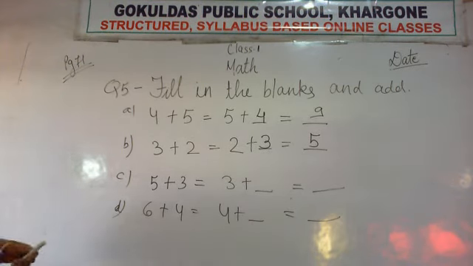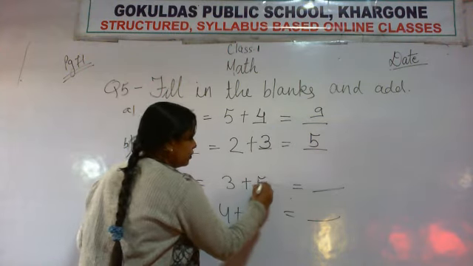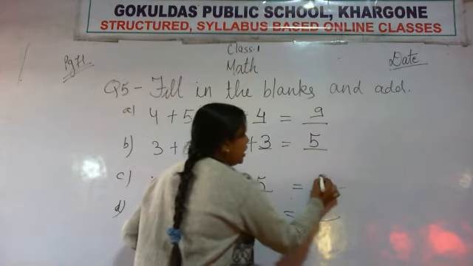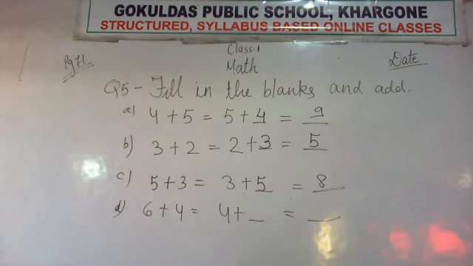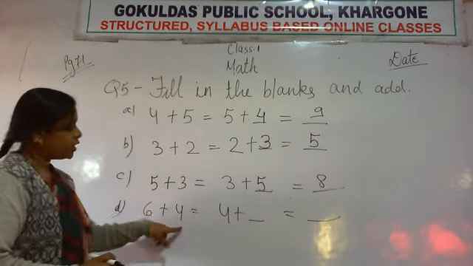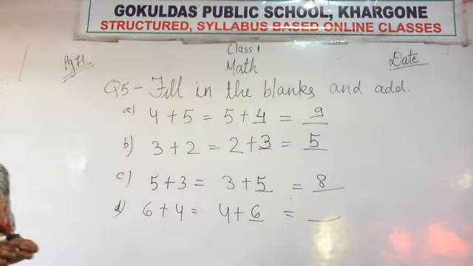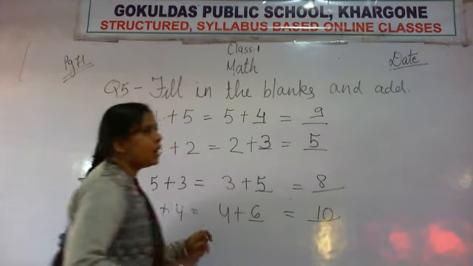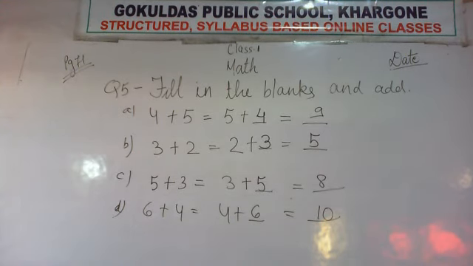Now check your answer. 5 plus 3 is equals to 3 plus 5, and 3 plus 5 will be 8. I hope all of you have done it correctly. Now check your answer, last question. 6 plus 4 is 4 plus 6, and the sum of 4 plus 6 is 10. I hope all of you have done it correctly. Those who have not done, copy from the board fast.